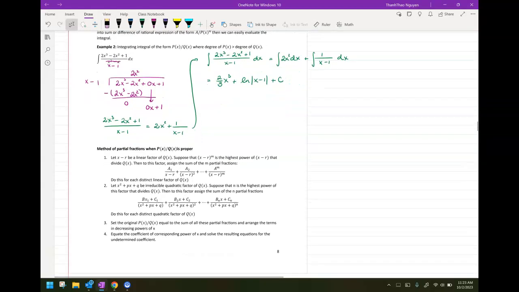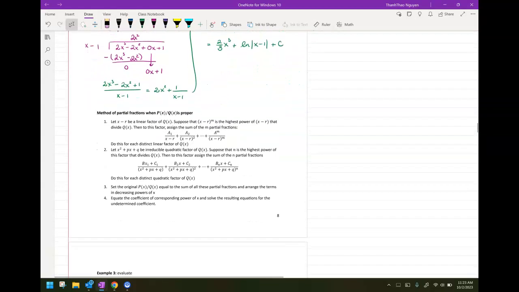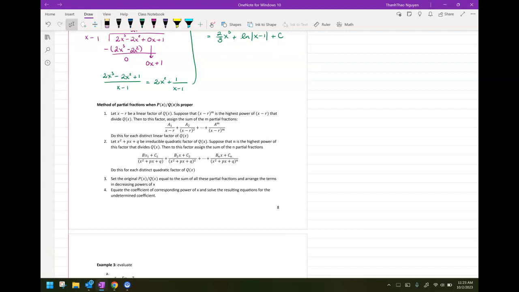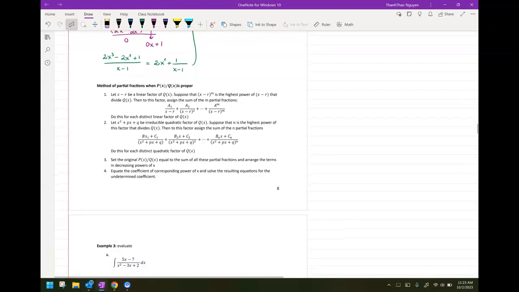Now, what happens if we have a proper fraction? Let x minus r be a linear factor of q of x. Suppose that x minus r to the m is the highest power of x minus r that divides q of x. Then to this factor, assign the sum of partial fractions as follows: a1 over x minus r plus a2 over x minus r squared, up to am divided by x minus r to the m. Note that the exponent starts increasing in the denominator, where x minus r is the linear factor.